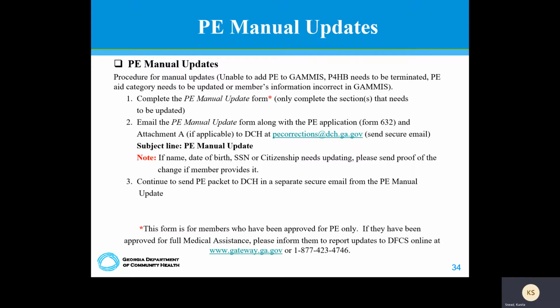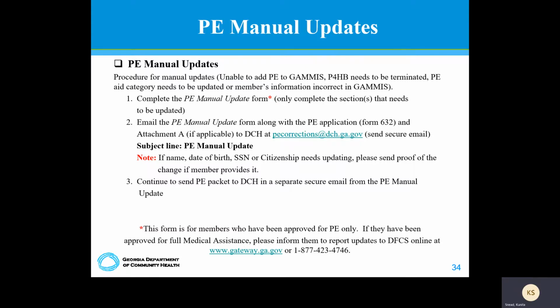So if you're unable to add the PE to gametes for whatever reason, maybe you don't have internet access or gametes is down one day. If that's the case, you're going to go through and do your interview, complete all of your forms and all of that, make a PE determination. Once you have done that, if you're trying to go in and add them and you get an error message or something's not working or you don't have internet access, that's when you will fill out this form and send it to DCH and we will add the PE to gametes.